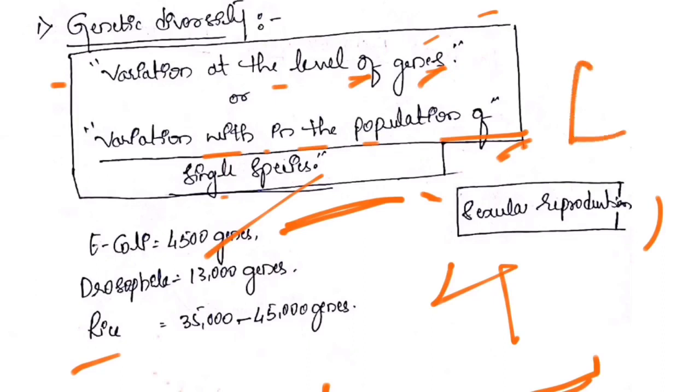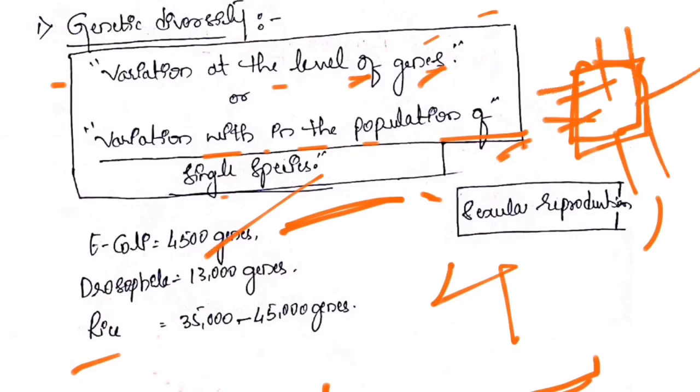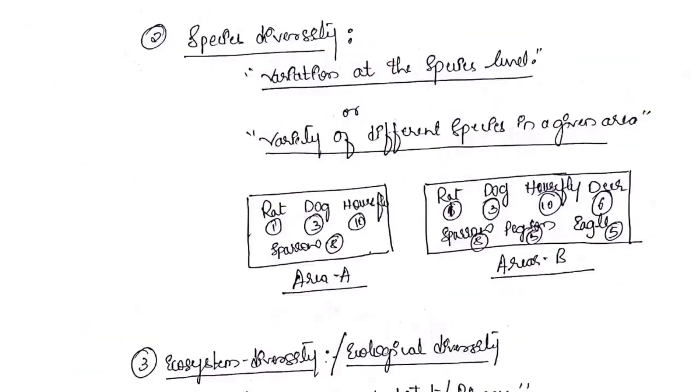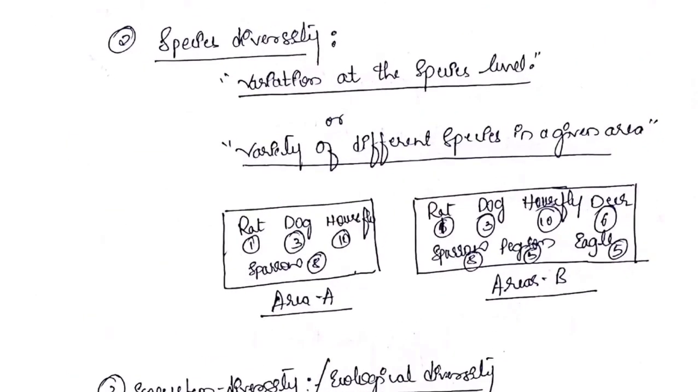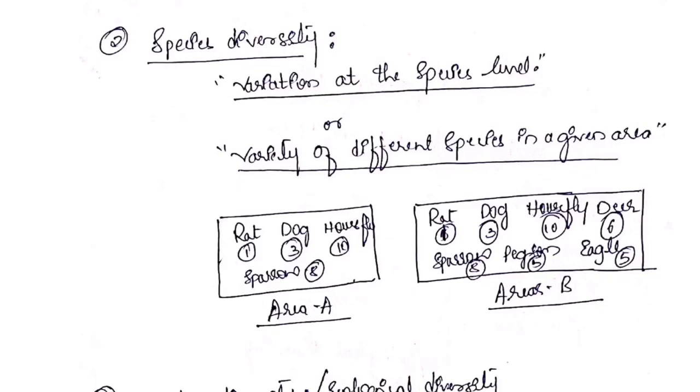If the genetic diversity is more, then the species richness will be more. If an organism has more number of genes, there will be different types of organisms within the same species. Next one is species diversity. Variation at the level of species, or variety of different species in a given area, is called species diversity.